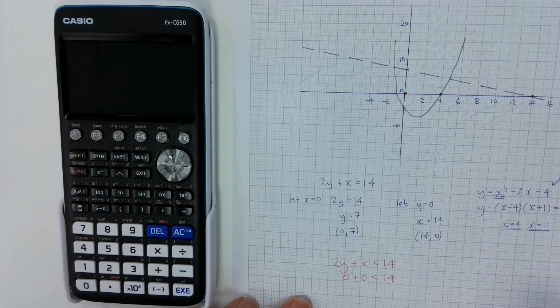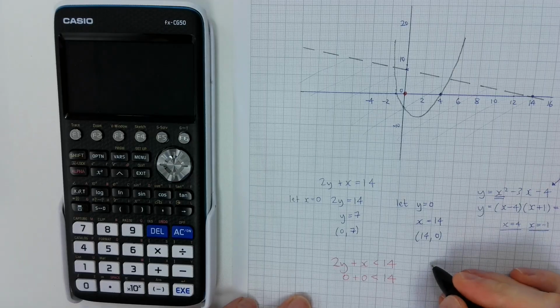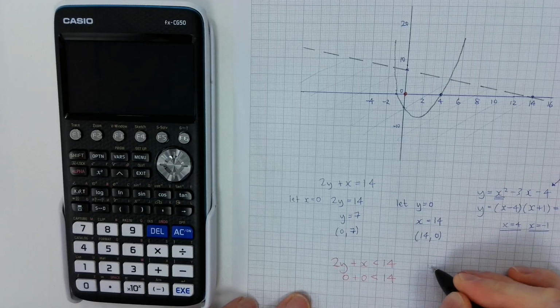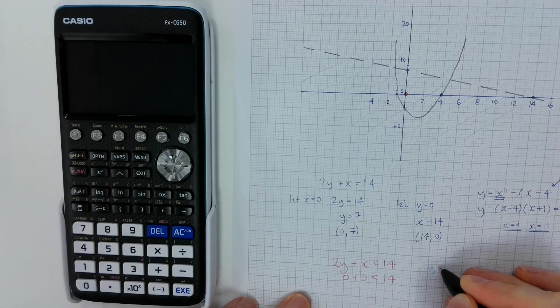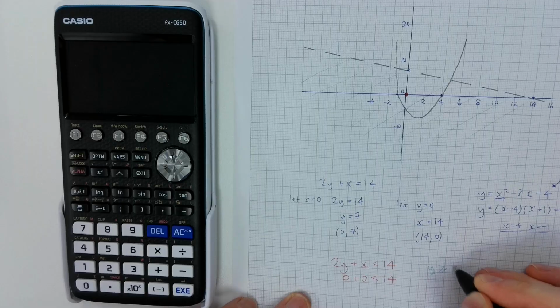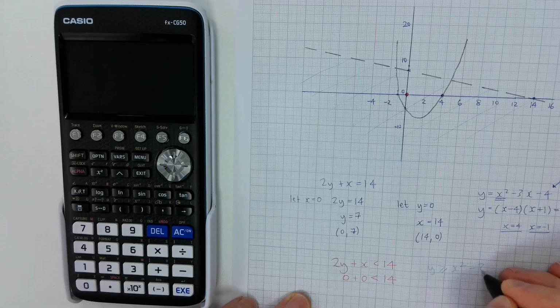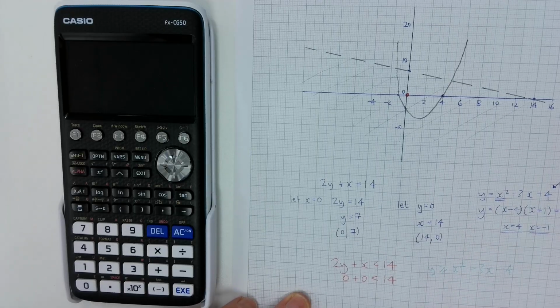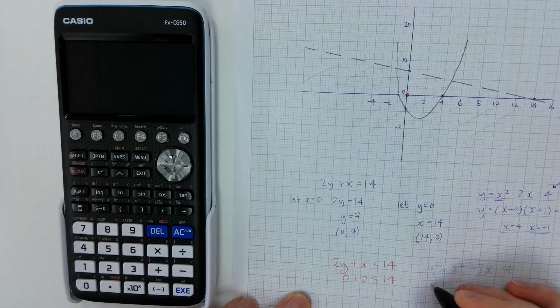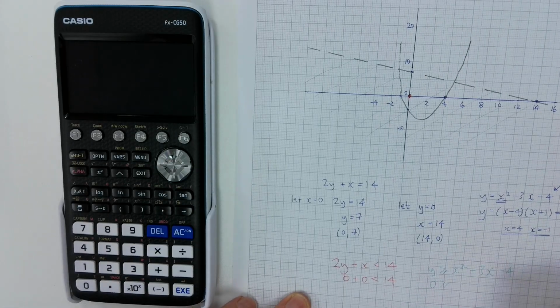Now, I'm going to change to the colour green. Let's go down here and do the second one. So, that wasn't a good choice. We've got x squared minus 3x minus 4, and I'm going to pick the origin again. It's such an easy one to substitute in. So let's replace y with 0, and let's replace x with 0. So 0 squared minus 3 times 0 is all 0.